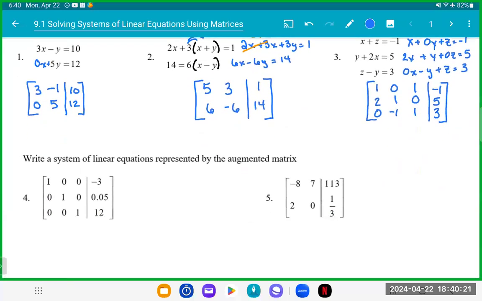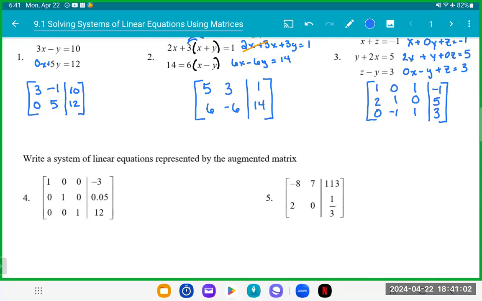Okay. Now, what I want to point out here is, you notice this matrix has a 1 in that diagonal. So we have a 1 in the x position in the first equation, a 1 in the y position in the second equation, and a 1 in the z position in the last equation. Okay. So that is what we would call the identity matrix. Identity matrix, you have a diagonal of 1s and everything else is 0.